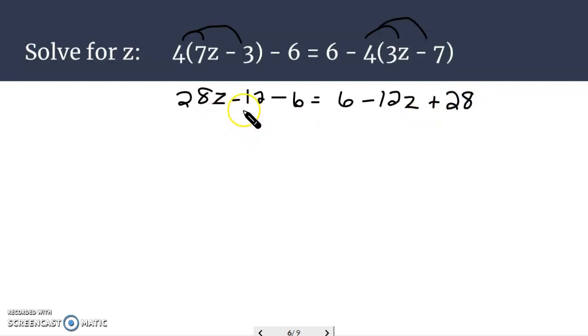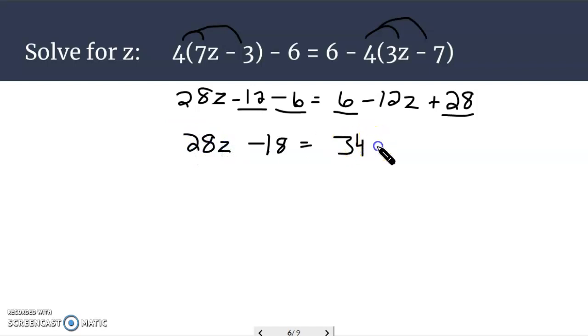And then we're going to put some terms together. -12, -6, -18. +6, +28. Should be a 34. Still have 28z on the left. We have -12z on the right.